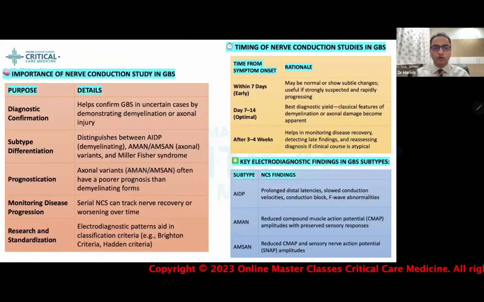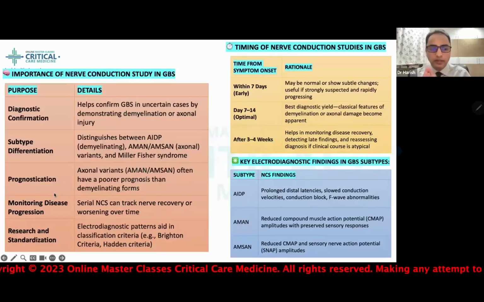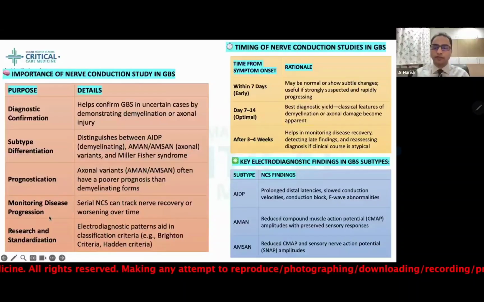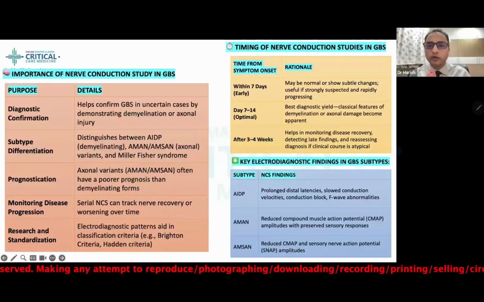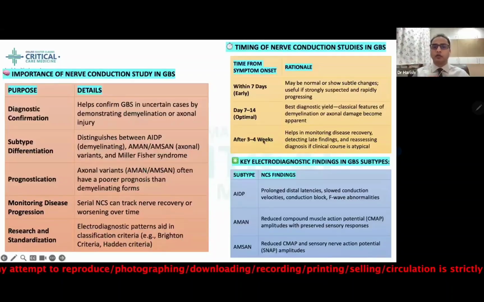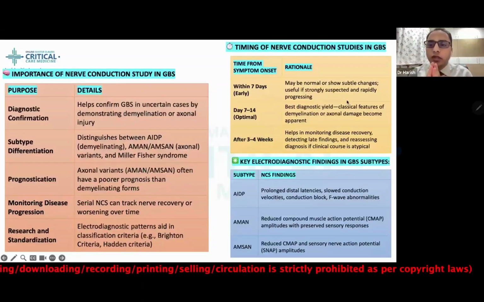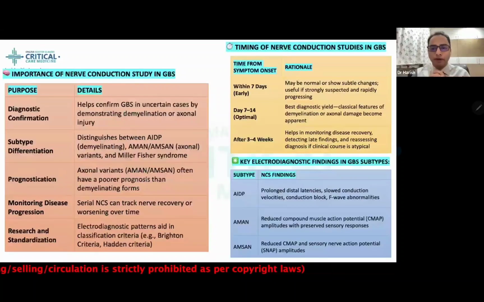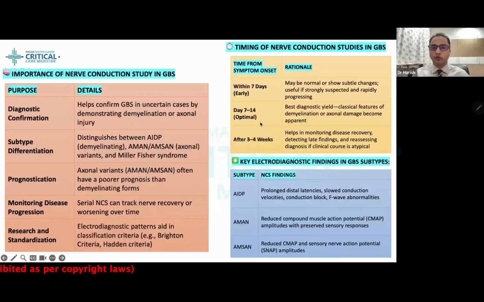We can also do prognostication, monitor the progression of the disease, and use it for research and standardization of therapy. So when to do nerve conduction study? What is the timeline? Within 7 days it may be normal or show subtle changes, useful if strongly suspected and rapidly progressing. Somewhere between 1 to 2 weeks is the optimal time for nerve conduction study.